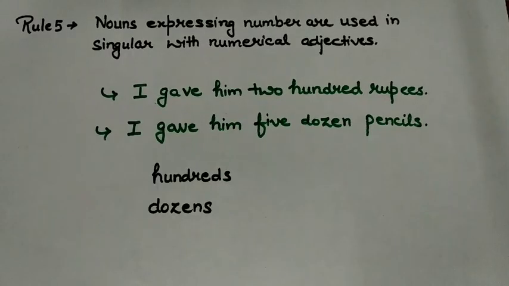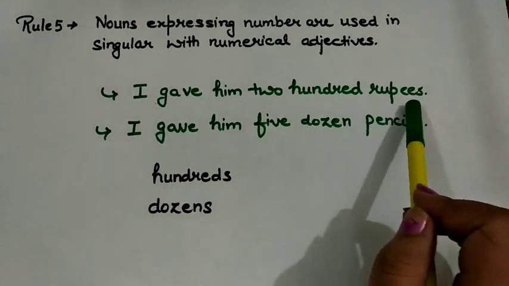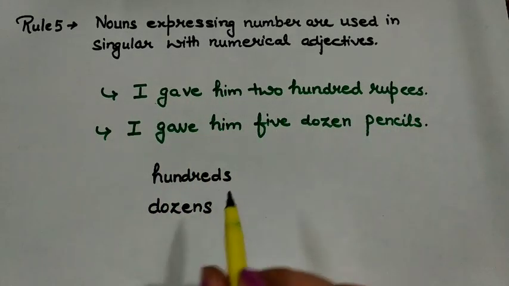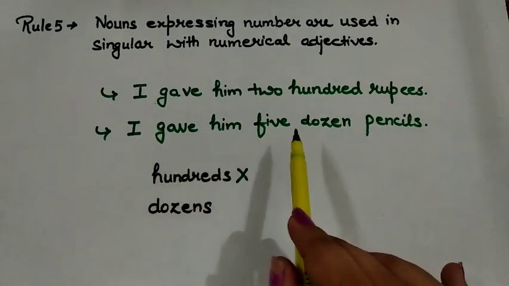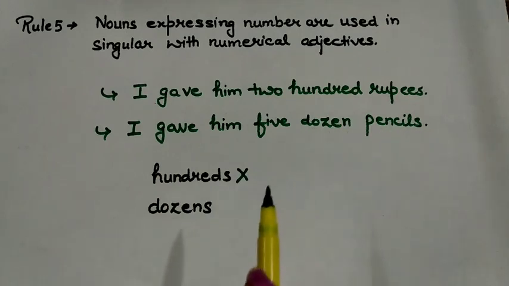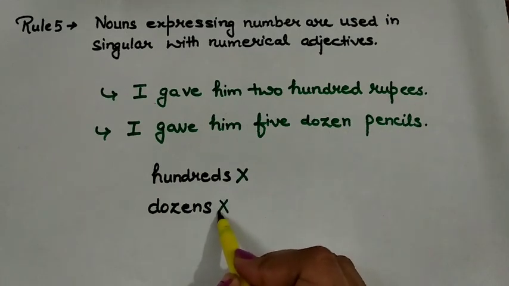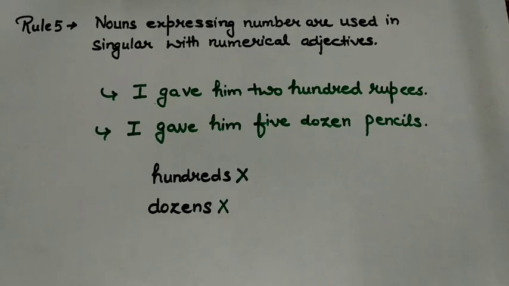Rule number 5 says, nouns expressing numbers are used in singular with the numerical adjectives. Like, I gave him 200 rupees. If I use hundreds, the sentence will become wrong. Similarly, I gave him 5 dozen pencils, not 5 dozens pencils. So, such nouns expressing number are used in singular with numerical adjectives. Examples can be 200, 2000, 2 score, 2 million, etc.